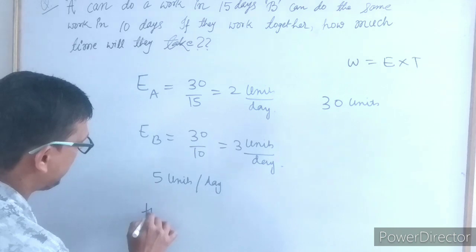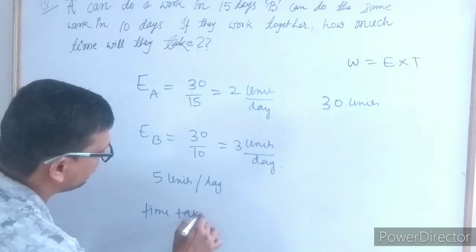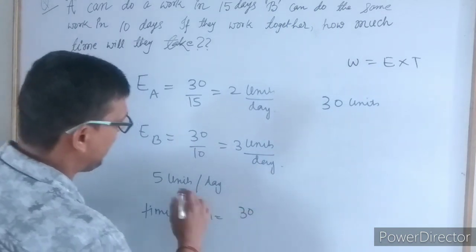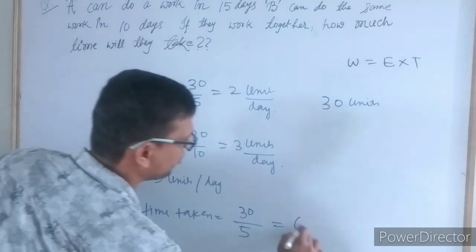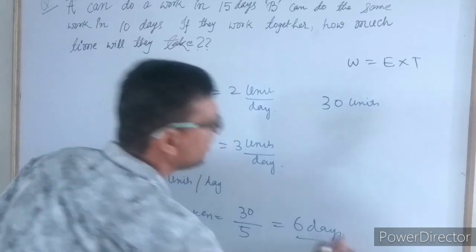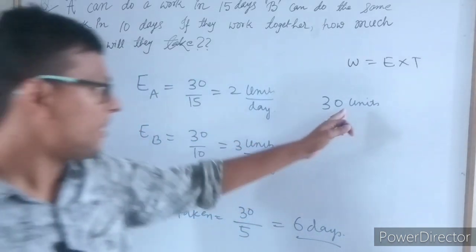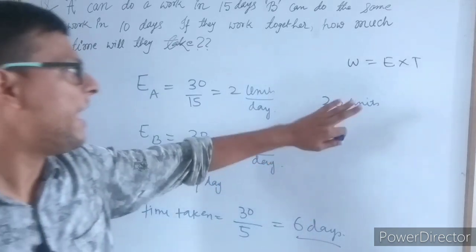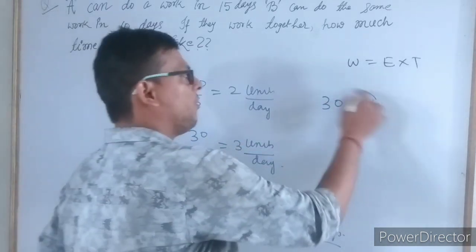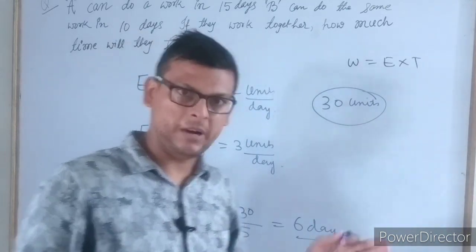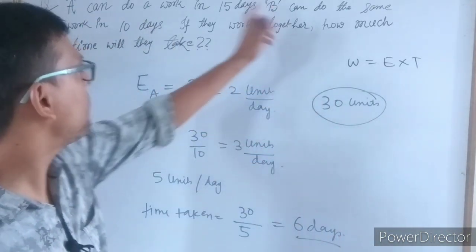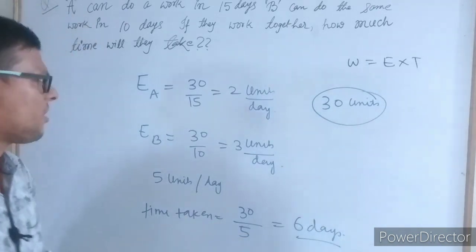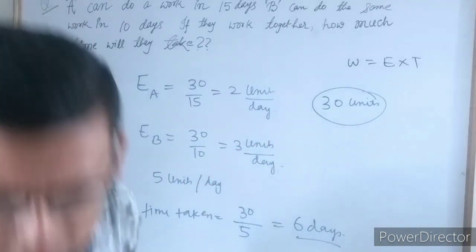The question is asking how much time they will take together. So time taken if they work together will be work by efficiency. Work is 30 and the combined efficiency is 5. So again the answer is 6 days. So if you change your work, the answer will not change, isn't it? We can take any data as the work of our choice, but if we take the LCM of the days given, it will reduce our time, and we can avoid fractions in this method.